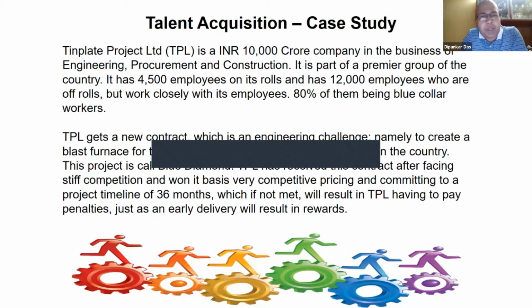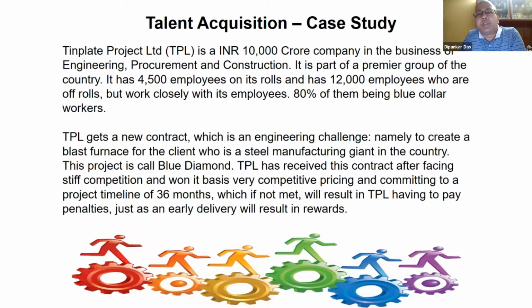So we have this company called Tinplate, which is a 10,000 crore company and in the business of engineering, procurement and construction, EPC. It's part of a premier group of the country and it has about 4,500 employees on its rolls and has 12,000 employees who are off rolls, but work closely with its employees, 80% of them being blue collar workers. So TPL gets a new contract.